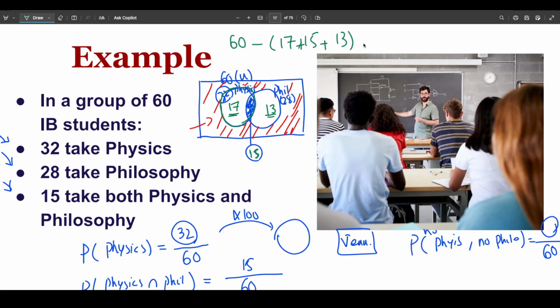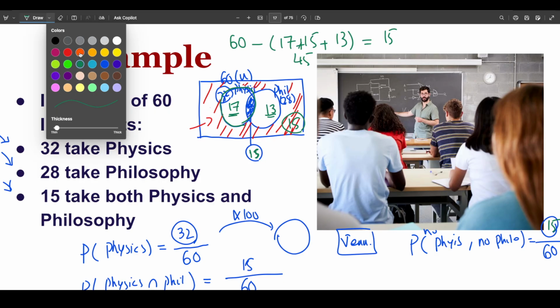13, they have also only philosophy. So 60 minus the total number here is going to give you 15, which is the total number of students who don't have either physics or philosophy. So here the denominator is going to be 15. 15 students, they don't have either physics or philosophy.